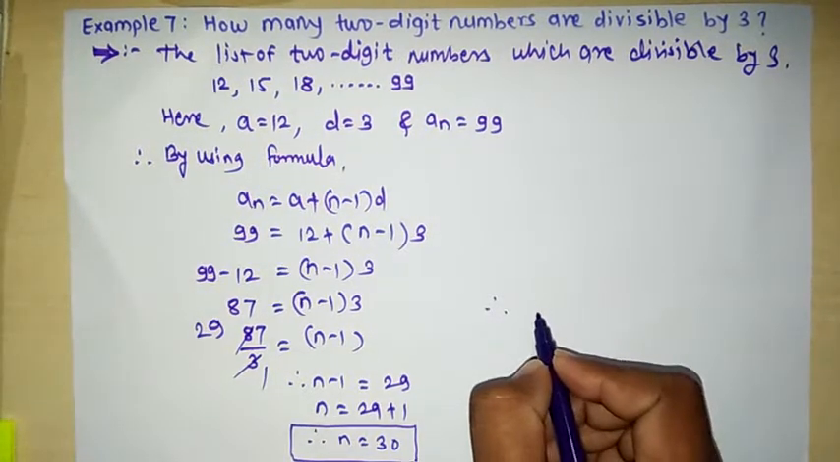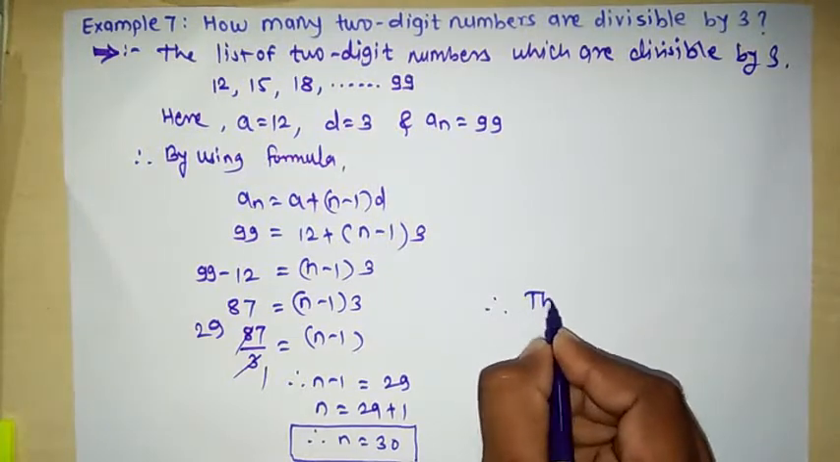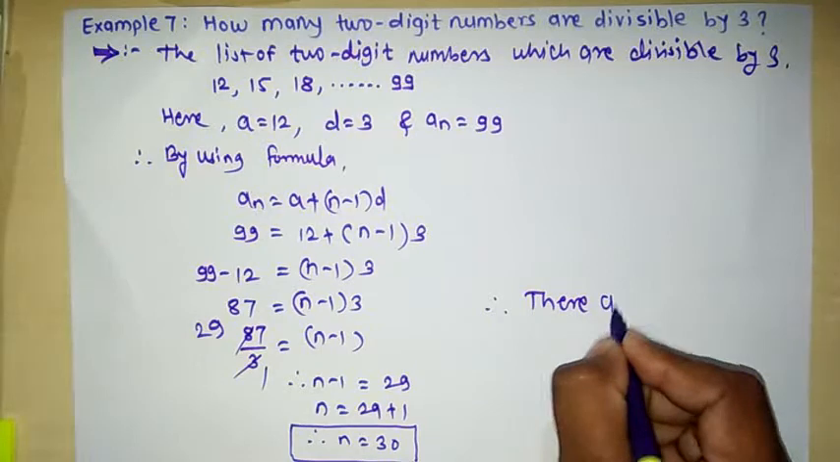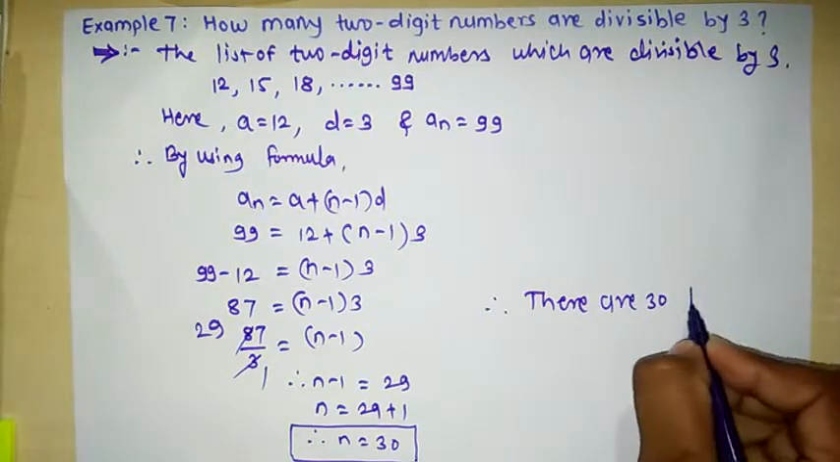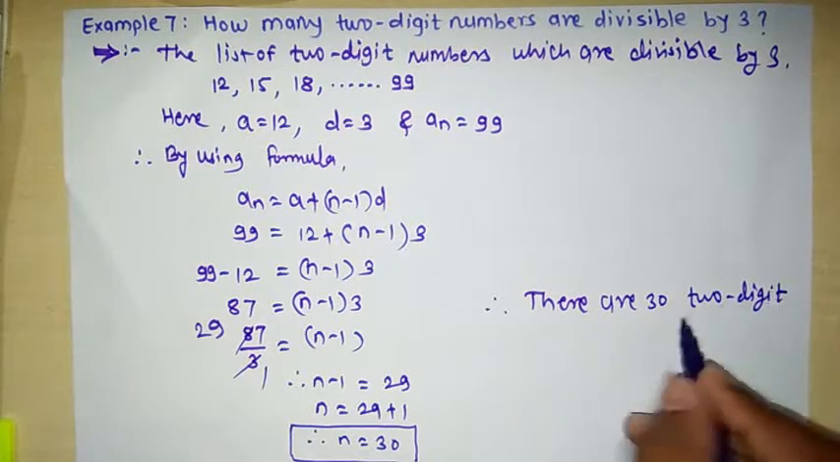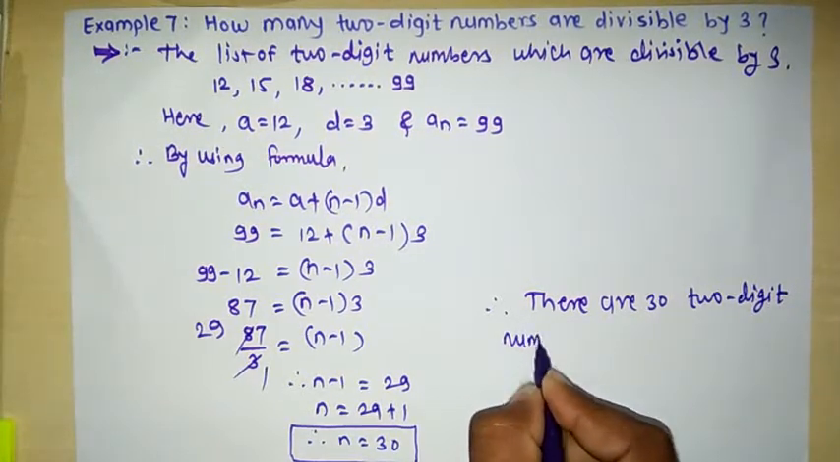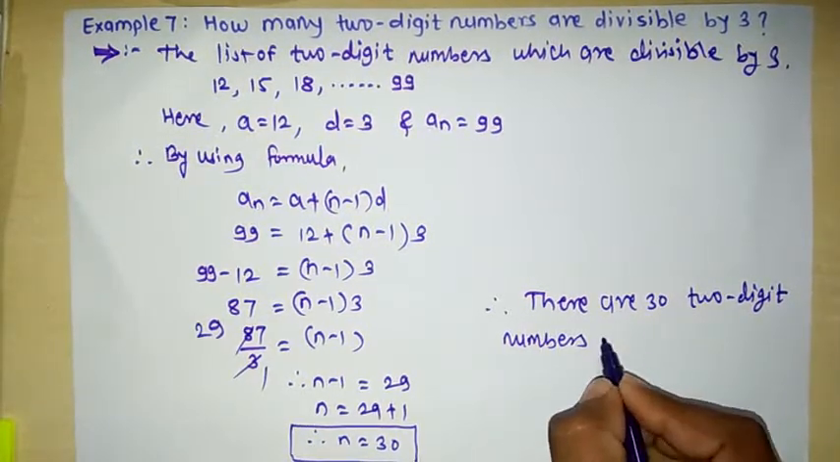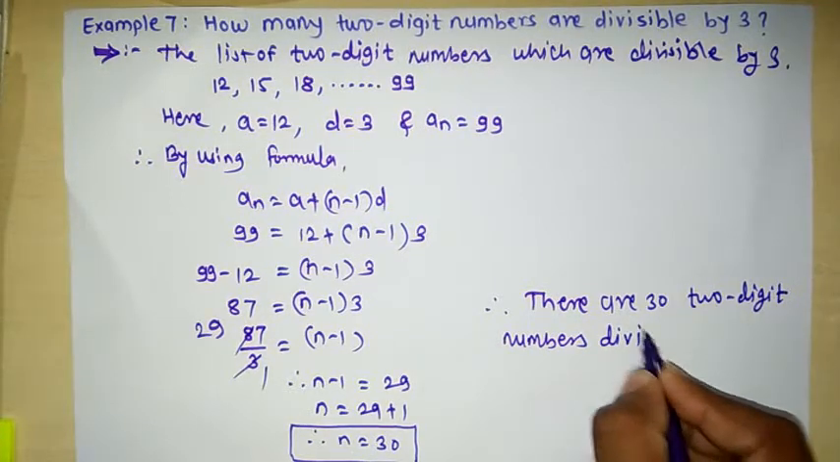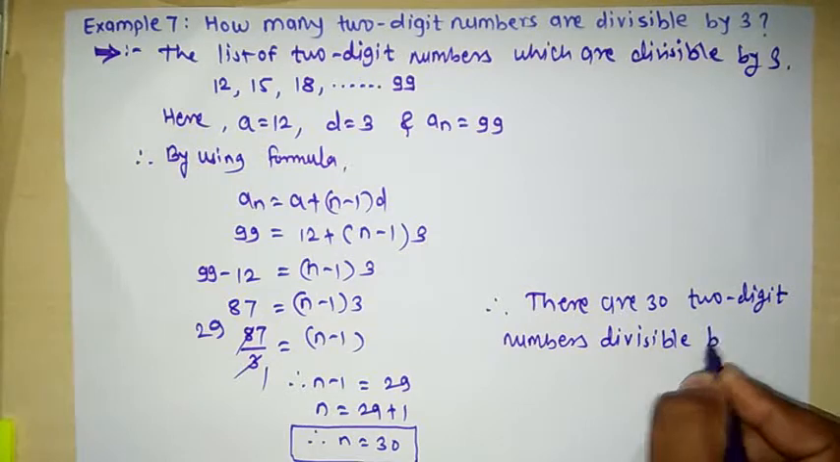Therefore, from this we can say that there are 30 two-digit numbers divisible by 3.